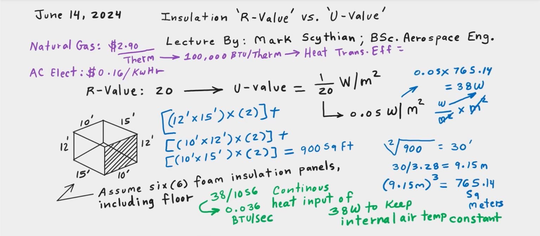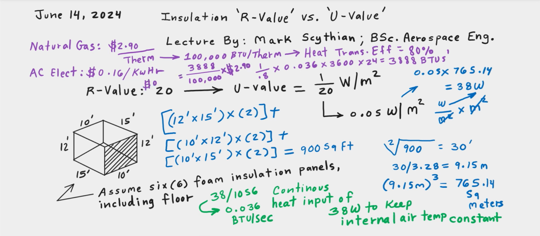per therm, and then we have a heat transfer efficiency for most natural gas furnaces of 80%. So 1 divided into 0.8 times 0.036 times 3,600 seconds to an hour times 24 hours. That translates to 3888 BTUs per day, 150 square feet. So that's comes to 11 cents per 150 square feet, so per day.